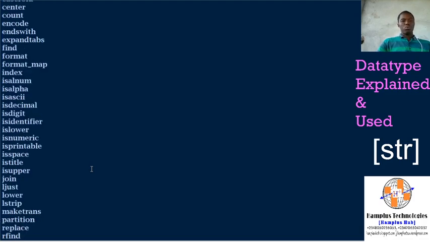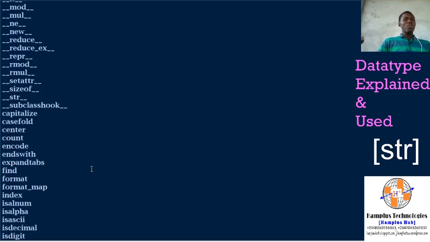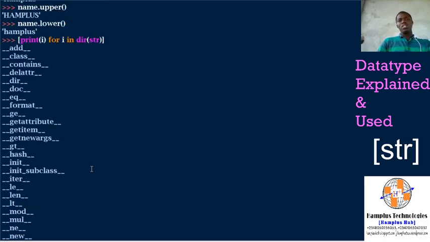If you want to join two strings together, you use join. Like I told you in the previous video, all these methods that start with a double underscore and have double underscores on both ends are what we call magic methods.